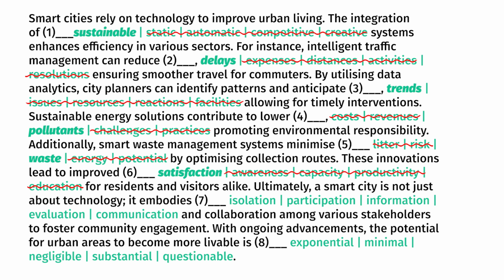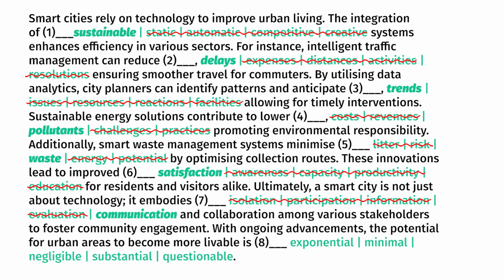Then 7, we're going to be looking after the missing word to get the idea of what this could be. So it embodies communication and collaboration among various stakeholders. So we know that those are different stakeholders, meaning people who are connected to this city in some way. So we know that people are going to have to talk to each other and then work with each other as well. So communication, we can get that answer by looking after the space.